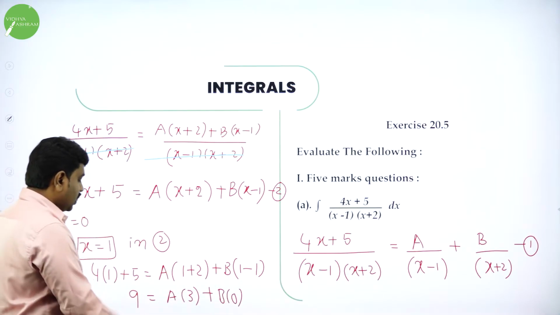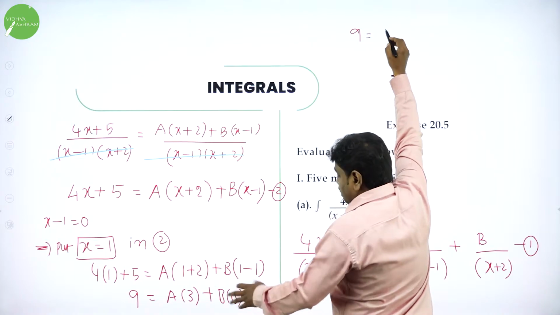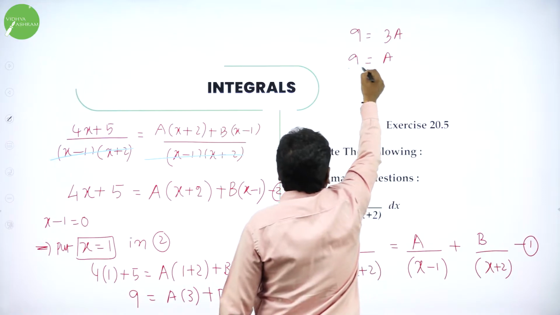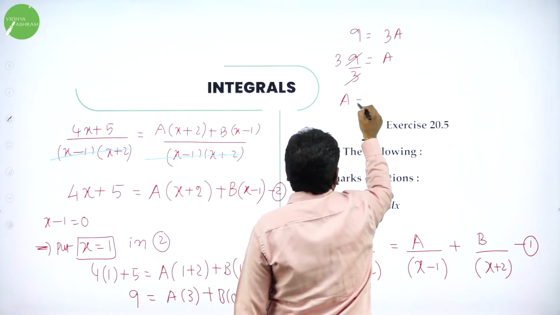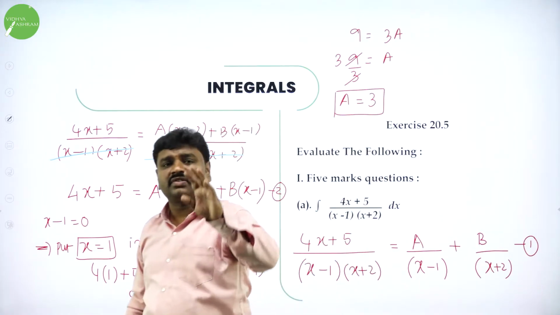So now from this you can get a. So we have 9 is equal to 3a, or a into 3, or a is equal to 9 divided by 3. So if you simplify, 3 ones are 3, 3 threes are 9, so you get a value. What is a value? 3. And this thing you have already learnt in the chapter partial fractions.